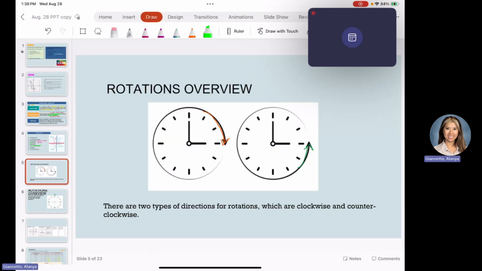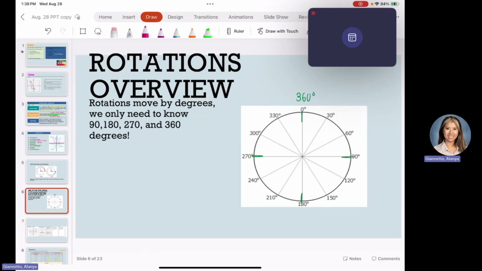Okay, so for rotations, there are two directions that a shape can be rotated. So one of the directions, as you can see highlighted in orange, is clockwise. And then counterclockwise is highlighted in green on the right side. Then in terms of the degrees that a shape can be rotated, you can see that I've highlighted 0 degrees, 90 degrees, 180 degrees, 270 degrees, and also 360 degrees. So I wrote that on top of 0 because, again, a 360 rotation returns a shape or a point to its beginning.